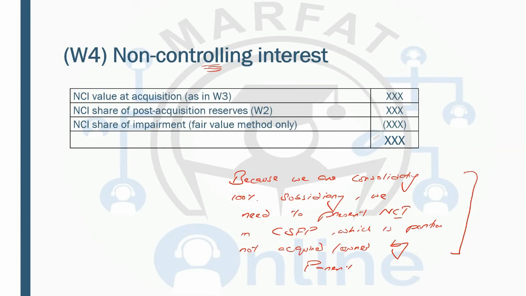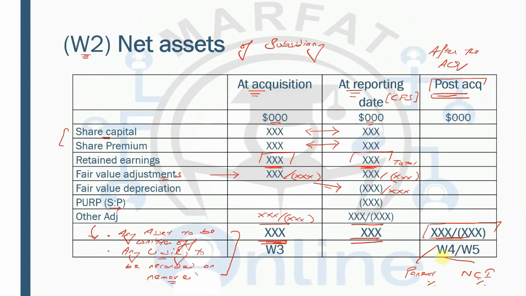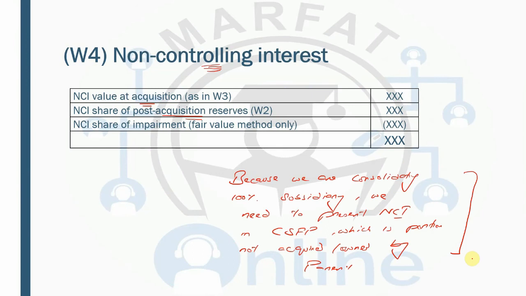So how you will be calculating this? You will take the NCI at acquisition, which is the figure coming from working number 3, and then you will be having NCI share of post acquisition reserves. From working number 2, there will be the post acquisition thing, which will be shared between the parent and the NCI. And then there will be NCI share of impairment only in the fair value method. We are not going to take the impairment share in the proportionate of net assets method. So this is the NCI which will be presented between equity and liabilities, because this is neither the equity nor the liabilities. This is the portion which is not owned by the parent.